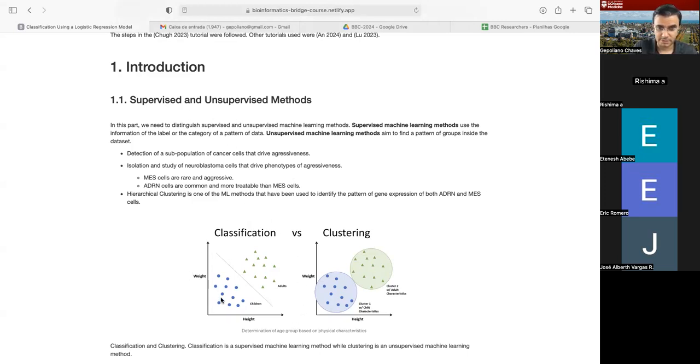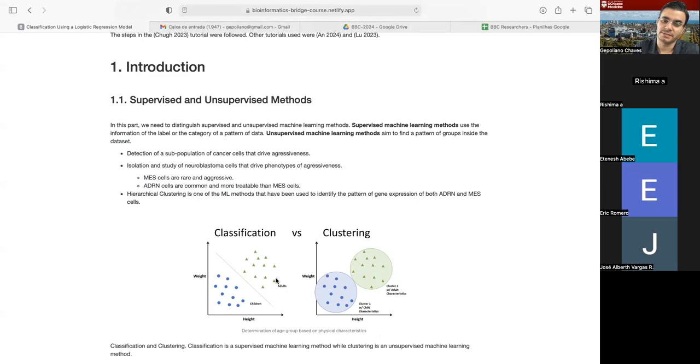Today we are talking about classification. This is a classification machine learning method. And the other method that Anna talked about in the last class was clustering. So classification basically relies on labels.